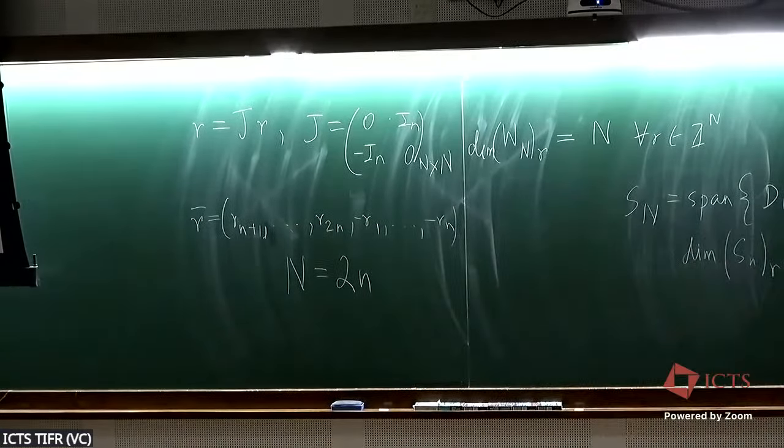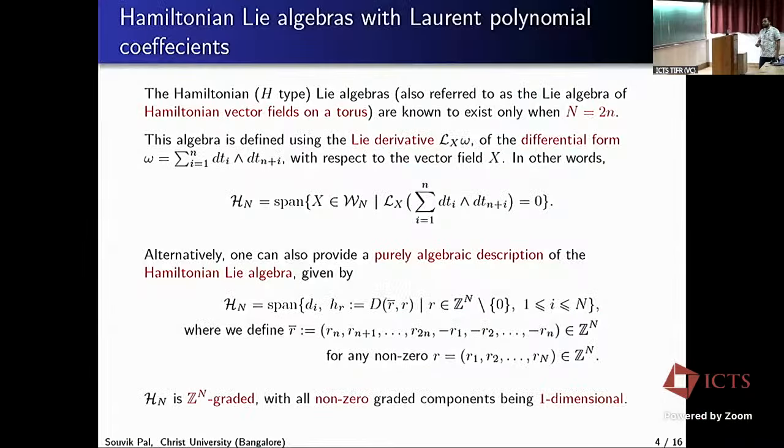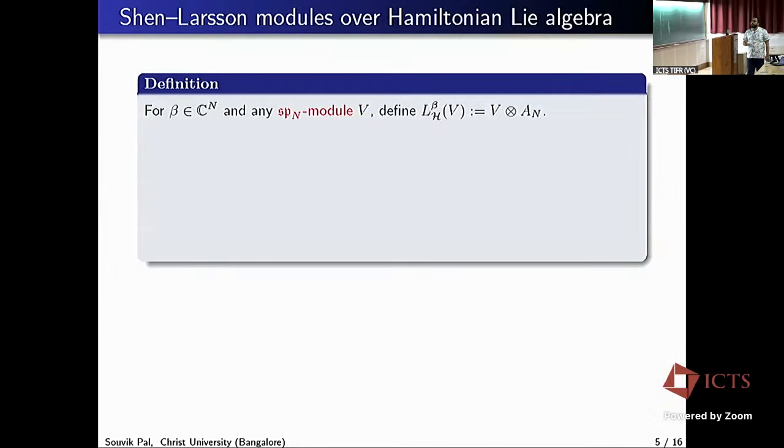Okay. So this is the thing. And one of the notable differences from this Wn and Sn is that it's Zn graded, but the non-zero graded components are one-dimensional. So there is a huge shift from such a big dimension. It has chopped up a substantial part. So the non-zero graded components are one-dimensional. Okay. Now we want to study its representation theory.